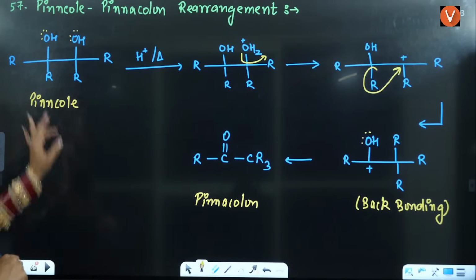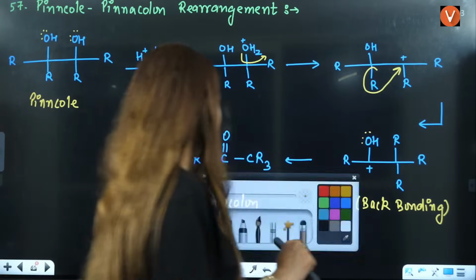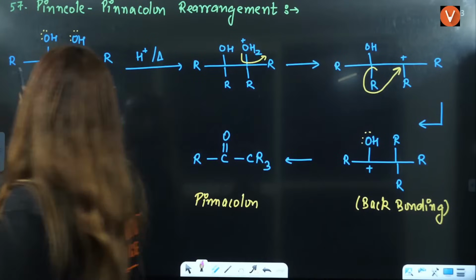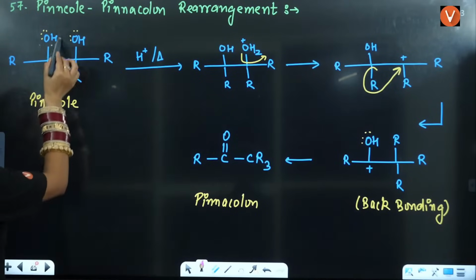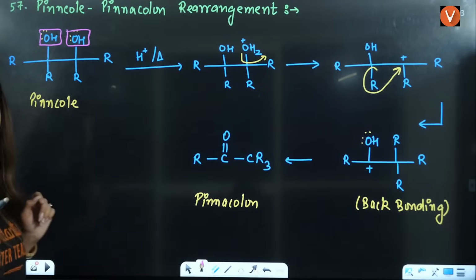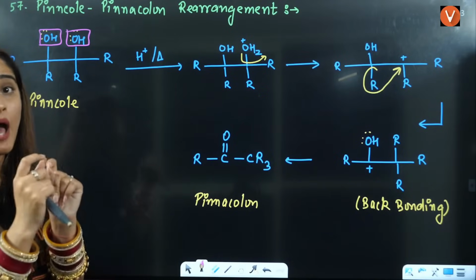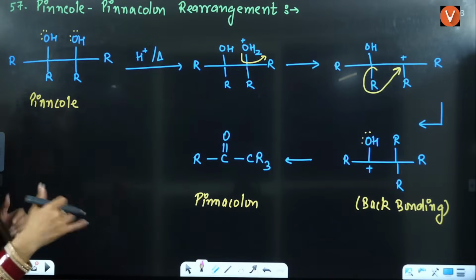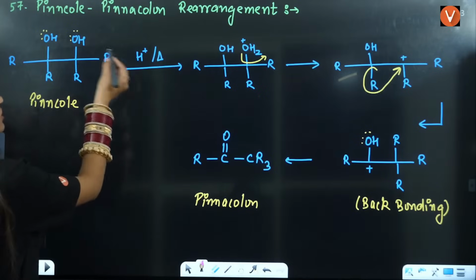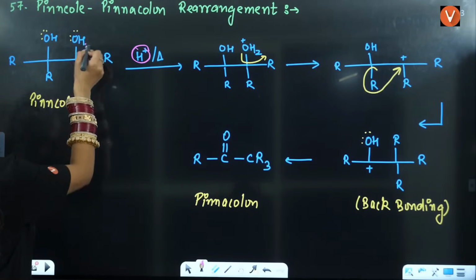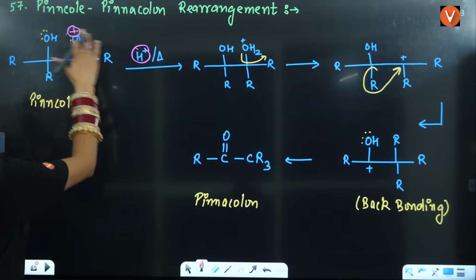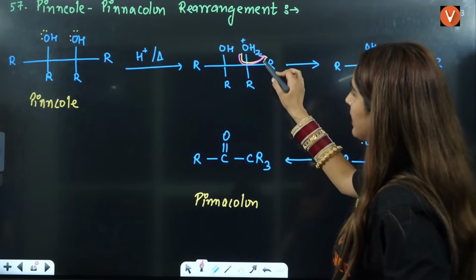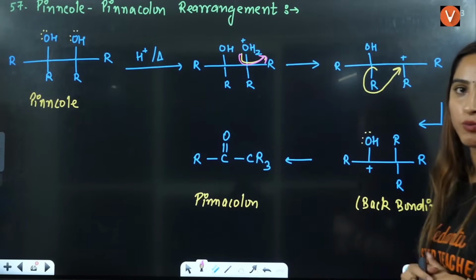Okay. Next is pinacolone rearrangement. So what we are going to do here, pinacolone rearrangement. This is pinacol, which has two OH here. When on adjacent positions you have two OH, how is it going to rearrange? You add H positive, acidic conditions. OH will gain the H positive and be converted to O positive H2. That is this thing. Okay? O positive H2 will be eliminated. You will have the formation of this carbocation.